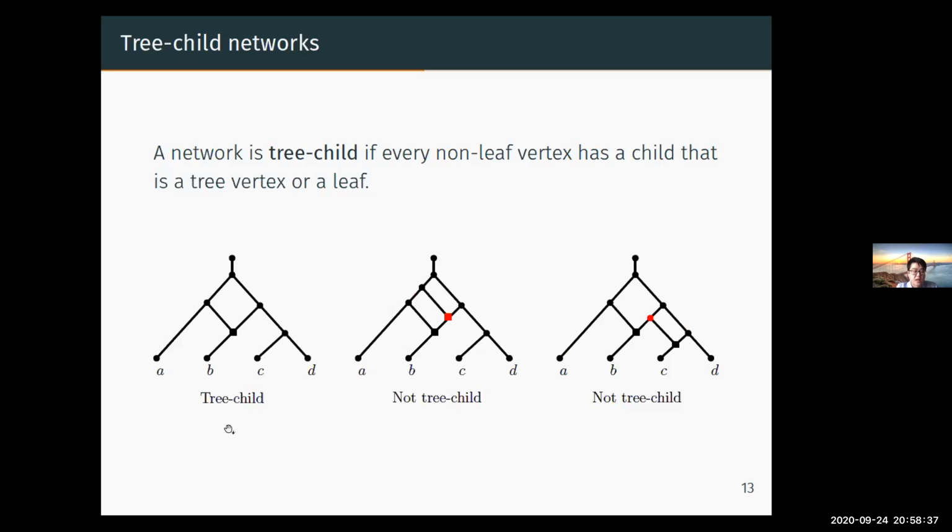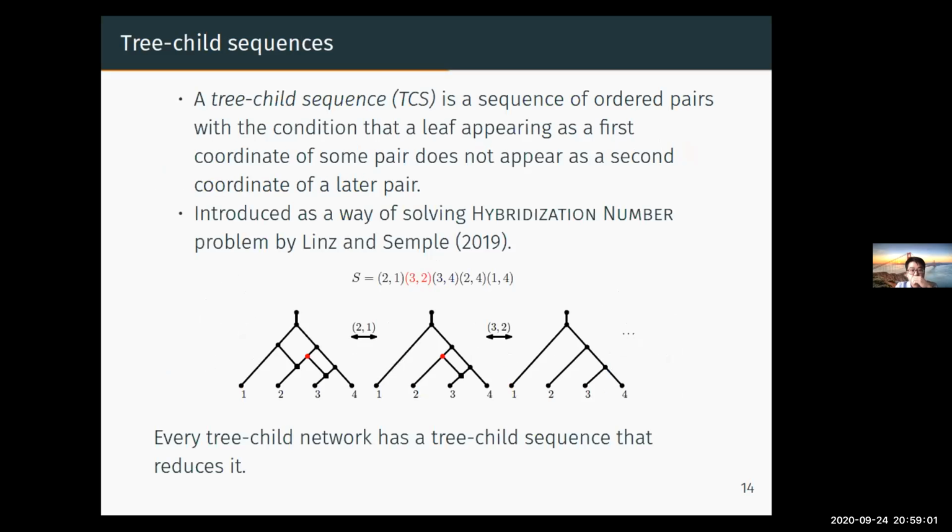So the very leftmost network is tree-child. The middle one is not tree-child because this red reticulation vertex has only a reticulation vertex as its child. Another forbidden shape for tree-child networks is a tree vertex with two reticulation children. I think I'm going to skip this slide.